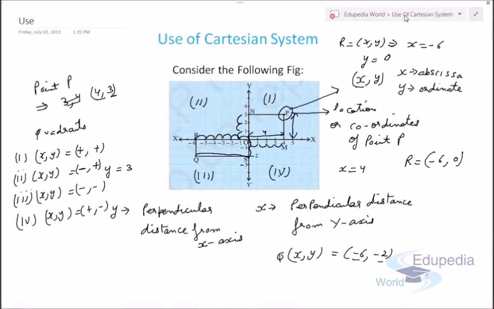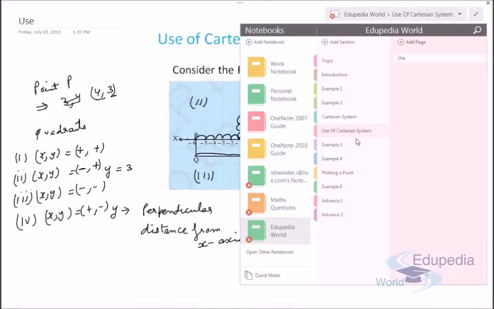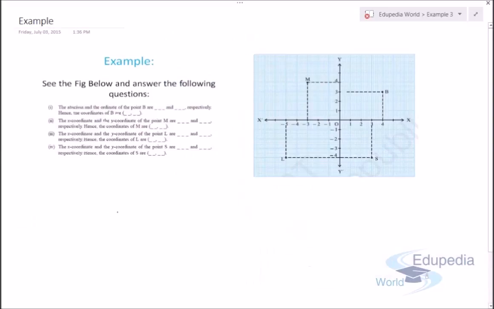So let's move on to the next concept, and let's first discuss some of the questions. Okay, now the example is, using the figure you have to answer the following questions. The first question is, the abscissa means the x part, and the ordinate means the y part of point B. We have to locate the ordinate and the abscissa of point B.